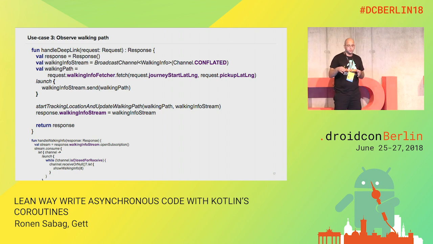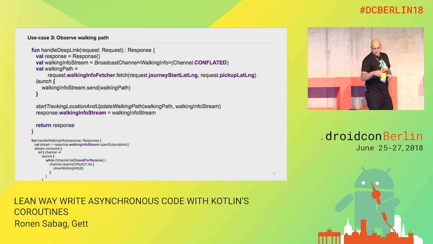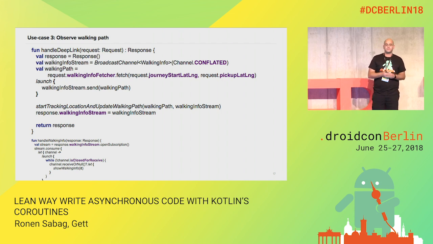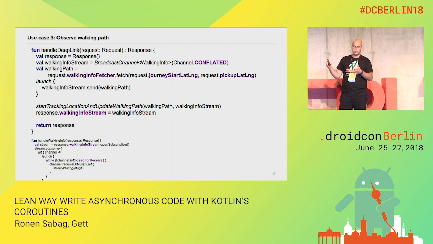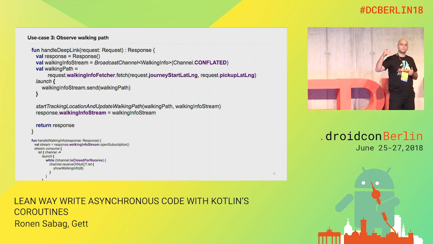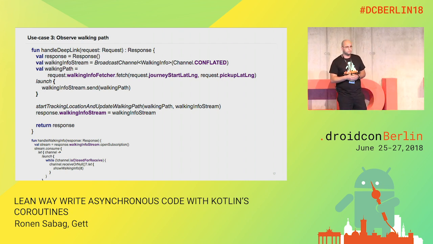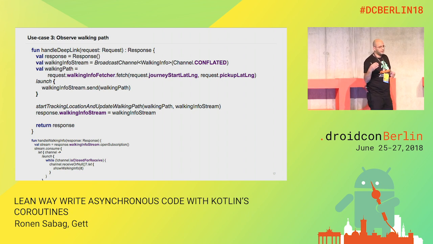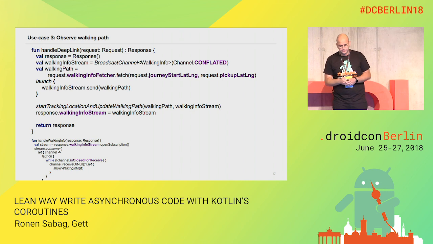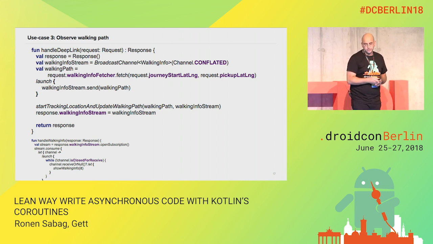In this case, we're going to use a special channel, a broadcast channel, but it's not just a broadcast channel. Its capacity is conflated. What it basically means is that we're going to have a lot of subscribers, or consumers, which can start to consume this channel. When you first observe the change, you're going to get the latest value. And when I update a new value, all of them get the same value. So we have this broadcast channel, and I just call it the walking info stream.